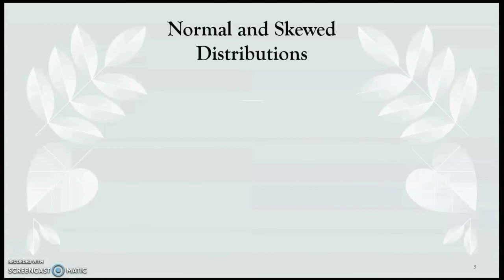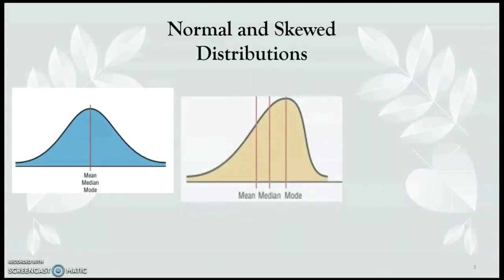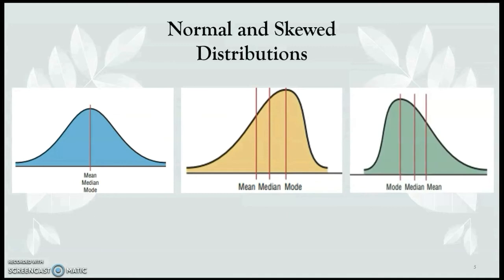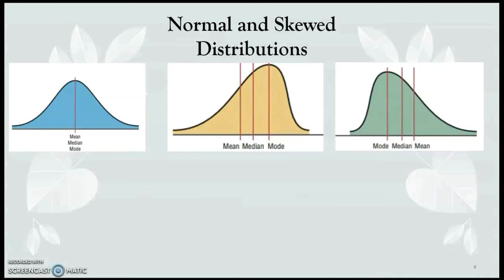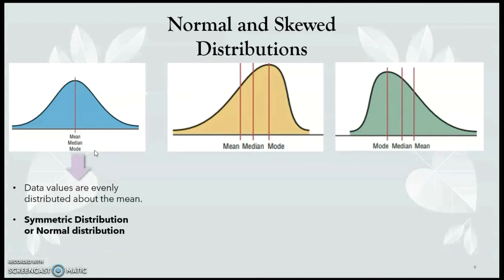First, I am going to discuss how to identify if a distribution is symmetric or skewed. I have three pictures here. What do you observe about these three pictures? I will explain them one by one. For the first picture, as you can see, there is a red line at the center. It means that the data values are evenly distributed about the mean. It is called a symmetric distribution or normal distribution. This will be explained further in the properties of normal distribution.